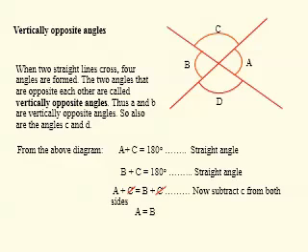And starting from now on, we say that A is equal to B because they are vertically opposite. Also C and D, if you do the same operation, you are going to get that C is equal to D. So we say also C is equal to D because they are vertically opposite. So two intersecting lines form two pairs of vertically opposite angles.